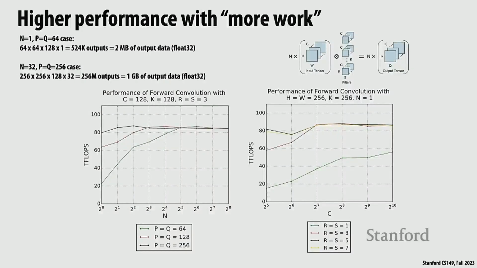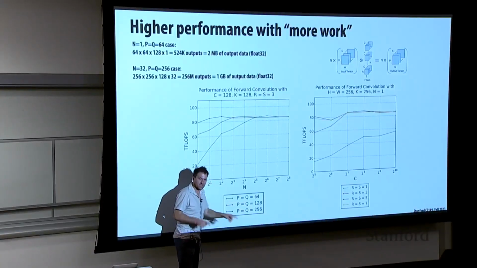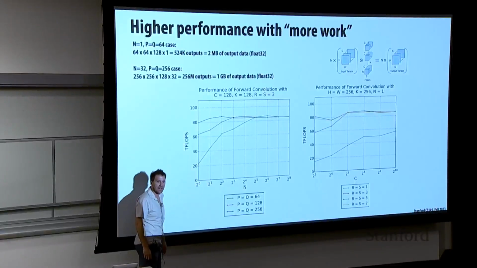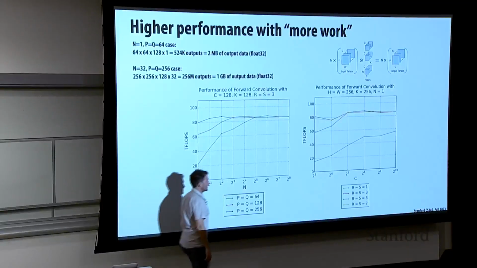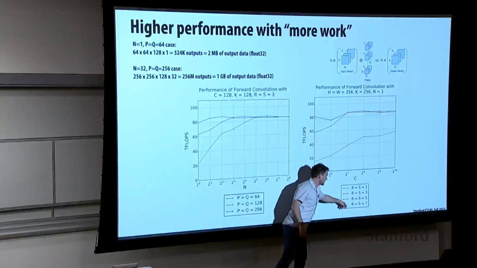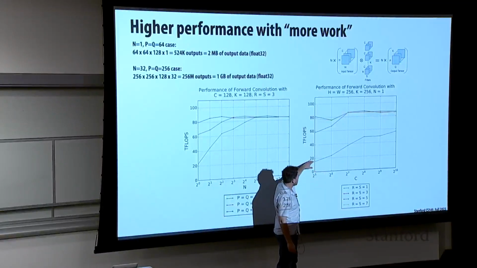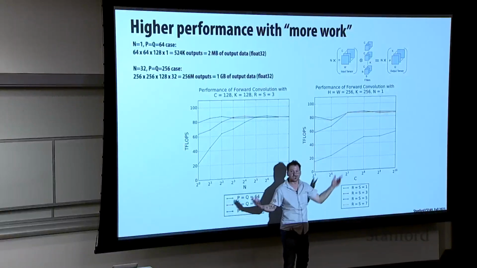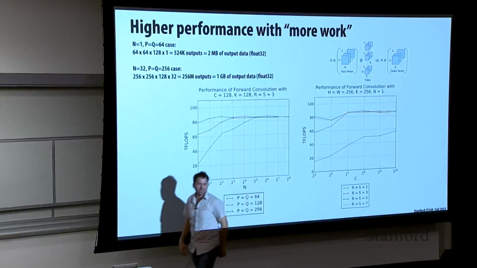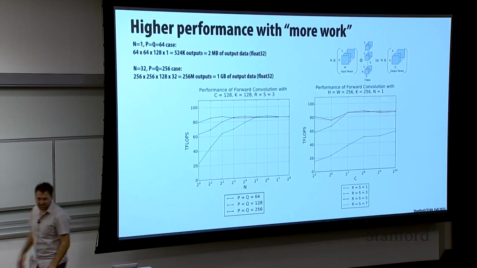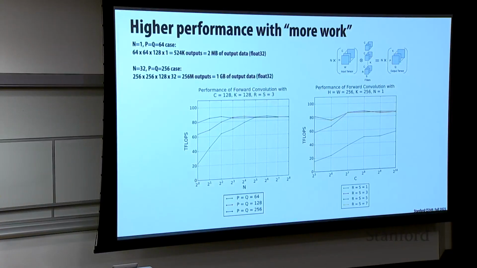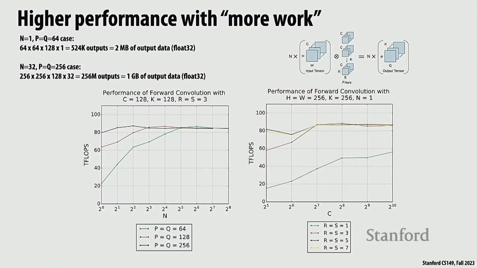So higher is better. These 3 different lines are 3 different model sizes, different output tensor sizes. P and Q is the X and Y dimension of the output tensor. And then here, this is not relevant these days because these wide convolutions don't really exist. But this is just saying if you're using wider convolutions, you do more work, and that work fills up the GPU more quickly. So the graph on the left is probably more applicable today.